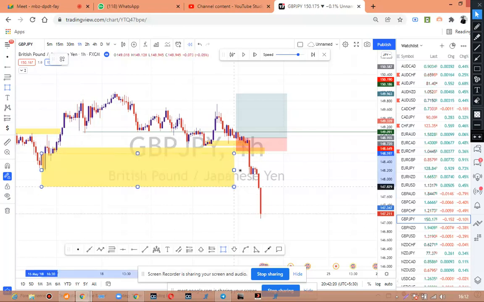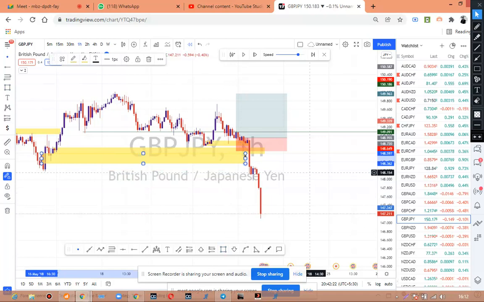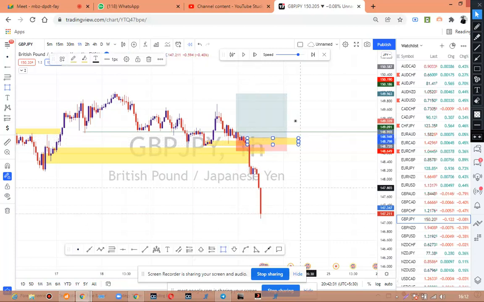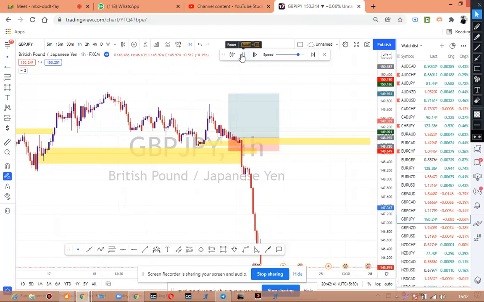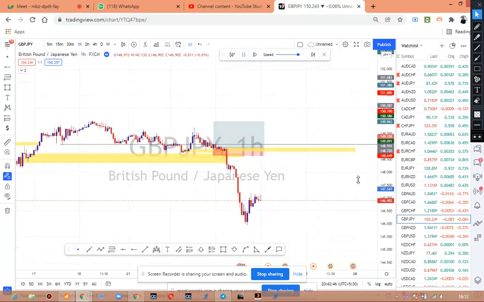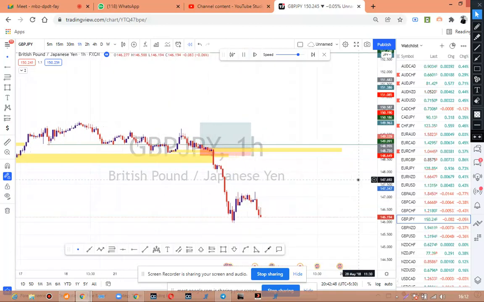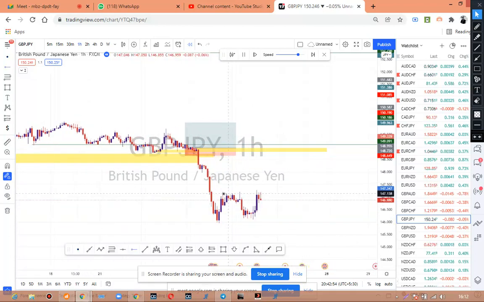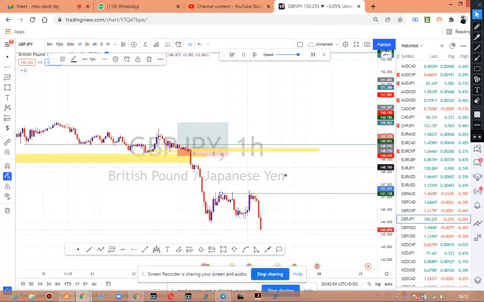Also, we have a sub demand around this area, and here the other block. So let's play out and see. Very strong momentum of sellers. Resistance, liquidity.